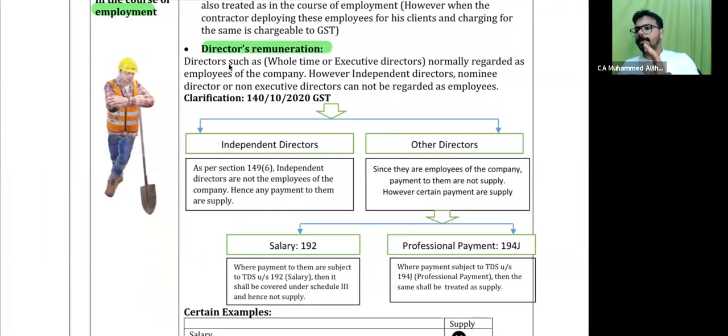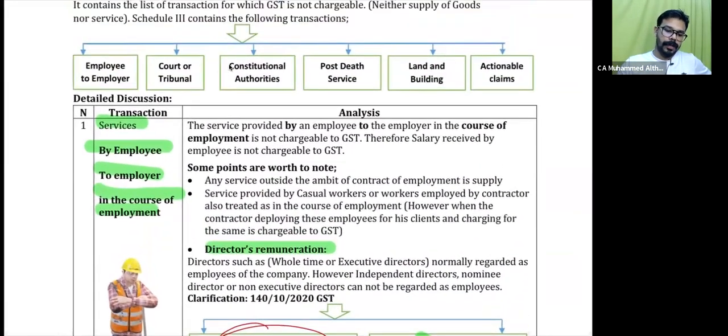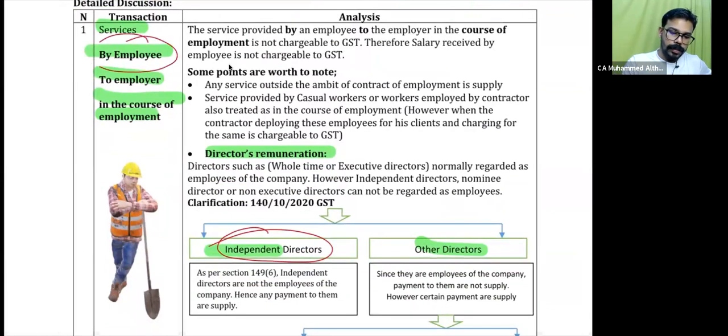See, there are two types of directors: independent directors and the other directors. Independent directors are not employees; other directors are employees. Independent directors are not employees, but other directors like executive directors and whole-time directors are employees of the company. So independent directors, since they are not employees of the company, will not be covered under Schedule 3, because Schedule 3 talks about services by an employee to the employer. Therefore, whatever service they provide to the company is a supply.